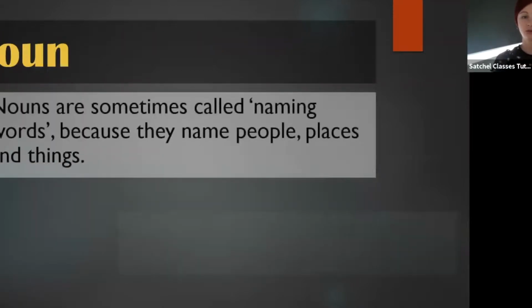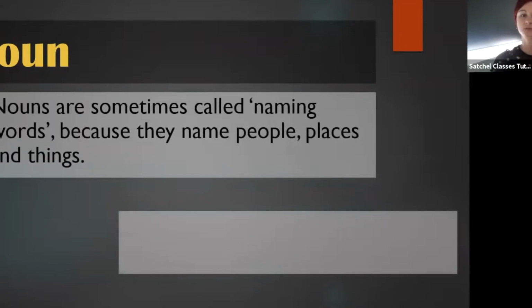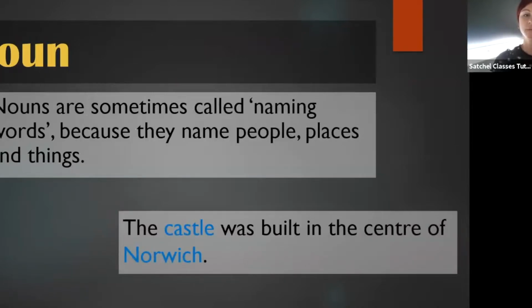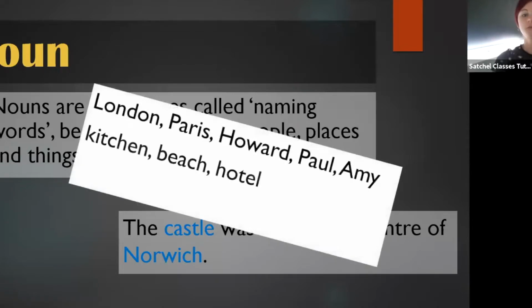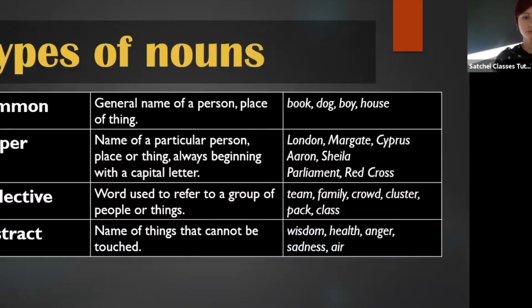So a noun then. Nouns are sometimes called naming words because they name people, places, and things. For example, the castle was built in the centre of Norwich. Castle is the thing, Norwich is the name of the place. Some other examples are London, Paris, Howard, Paul, Amy. So again, any names of things. Kitchen, beach, hotel, box, photo.